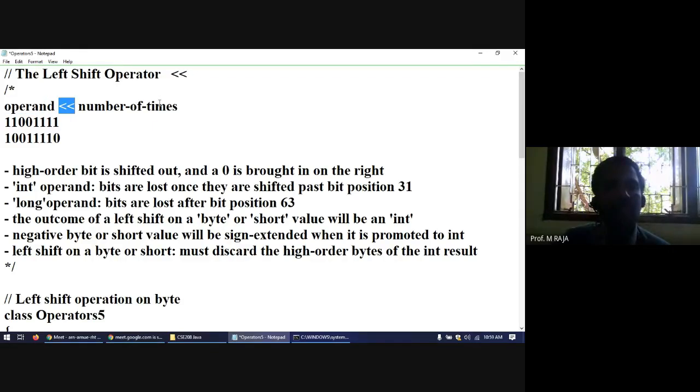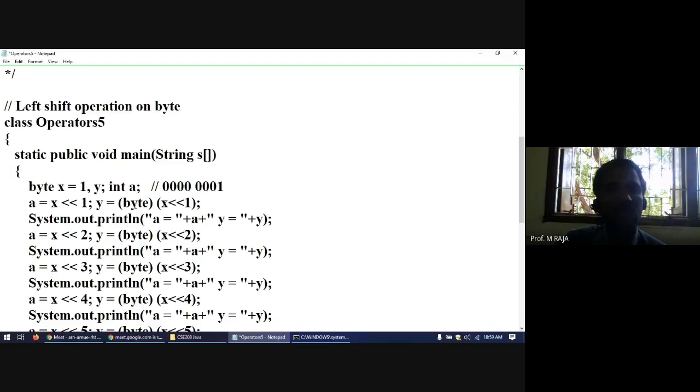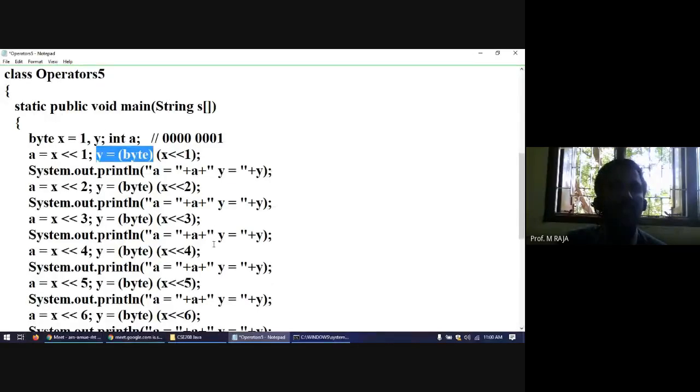The left shift operator is a binary operator. The operand is shifted the specified number of times. The bitwise left shift operation is performed for the specified number of times. That is the meaning of this bitwise left shift operation. We have seen this example, byte x is equal to 1, then performing the bitwise left shift operation on the byte variable 1 time, 2 times, 3 times, 4 times, any number of times. We have discussed how the results come when we perform the bitwise left shift operation.